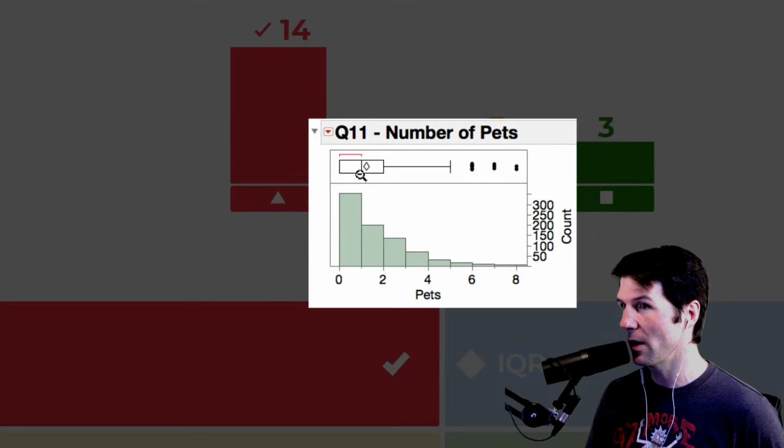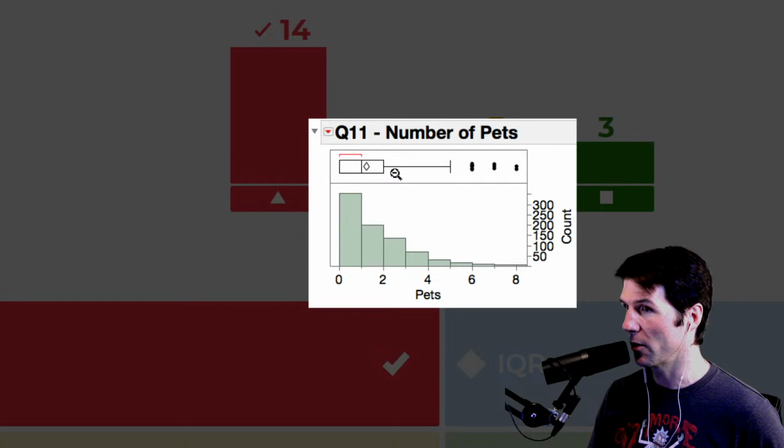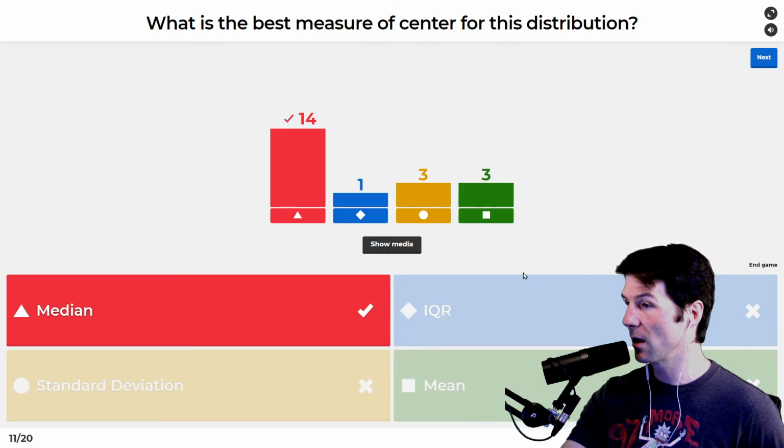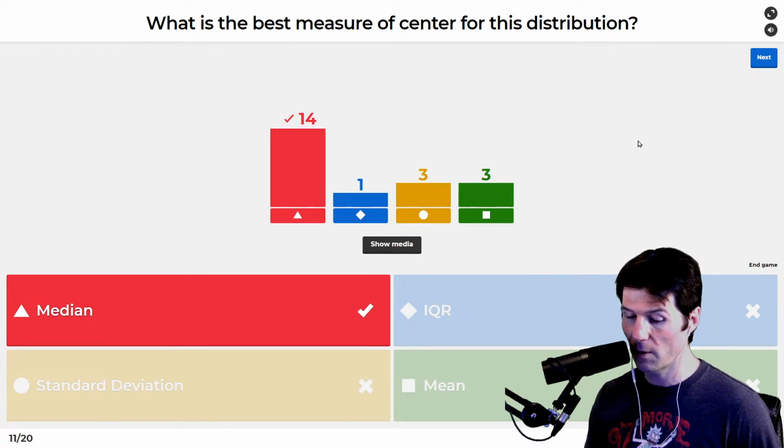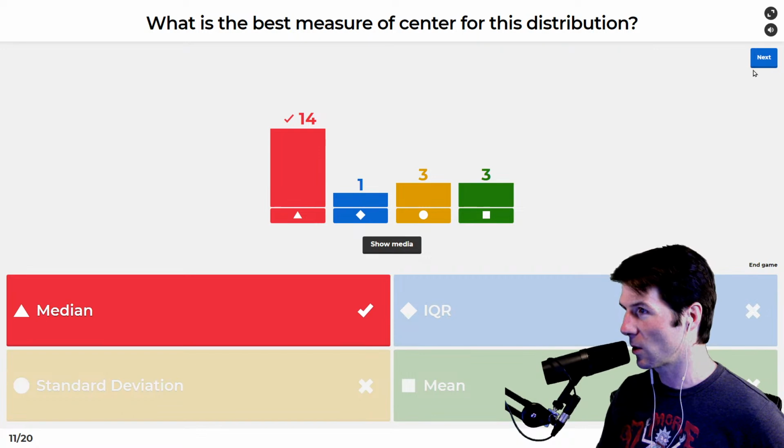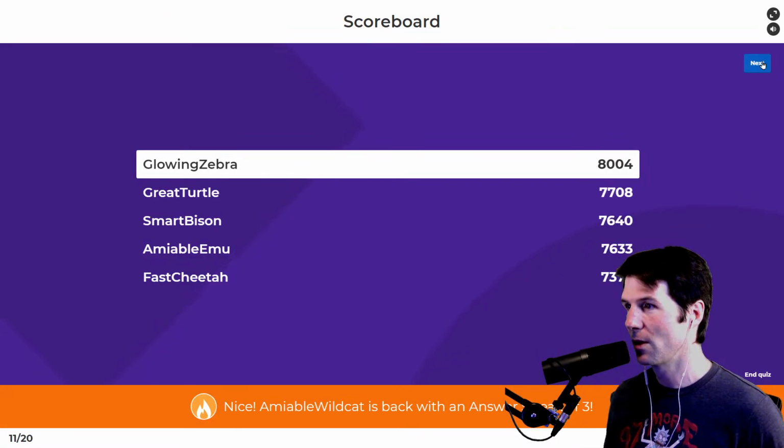So it makes sense to me that these would be paired together. The median and the IQR would be paired together because they're percentile based, and the mean and standard deviation are paired together, interestingly enough, because the standard deviation is calculated by how far things standardly deviate from the mean. So going on to the next question, let's find out.